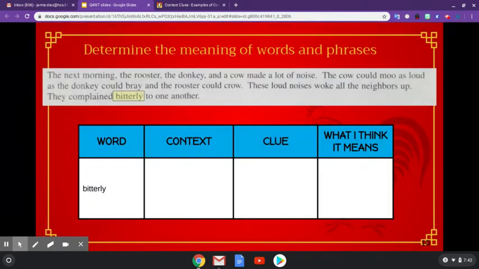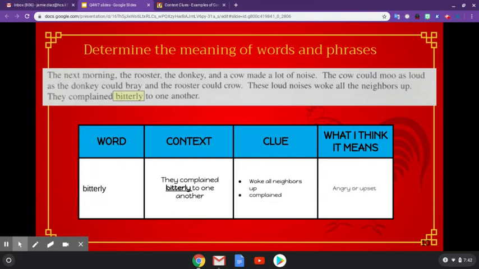My next word is bitterly. They complained bitterly to one another. What are my clues? It woke up all the neighbors. They complained. What do I think that means? That they just argued with themselves because they were angry and upset, so that is the way they would talk.